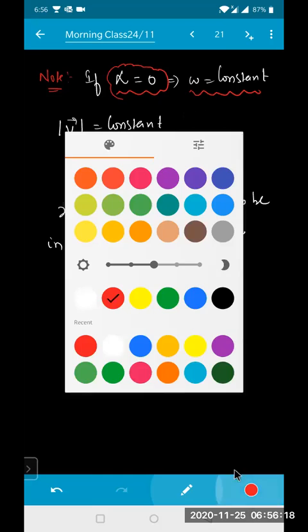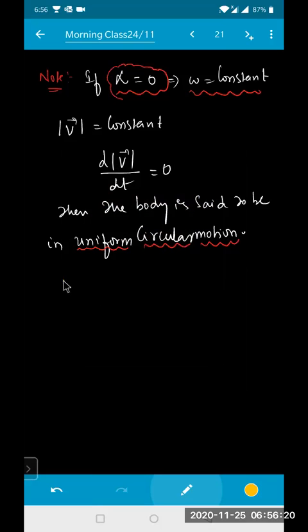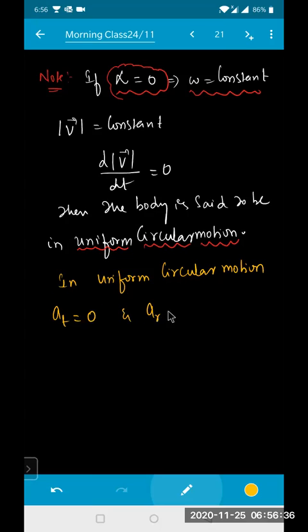So I can say that in uniform circular motion, very important point: tangential acceleration is 0 and radial acceleration is not equal to 0. So net acceleration will be equal to your radial acceleration.